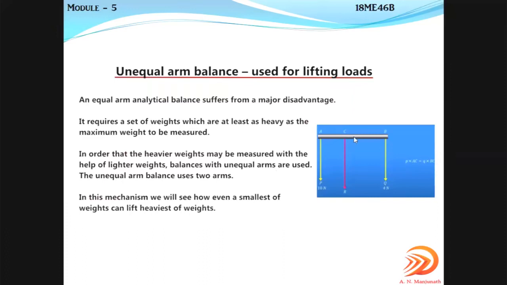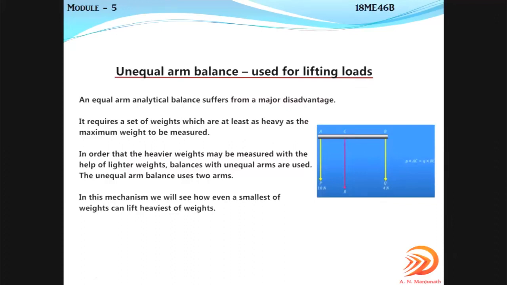You can observe the image here. Here the distance is unequal. Suppose this point is the fulcrum; from this point to this point, see the distance, it is not equal. That's why it is an unequal arm.